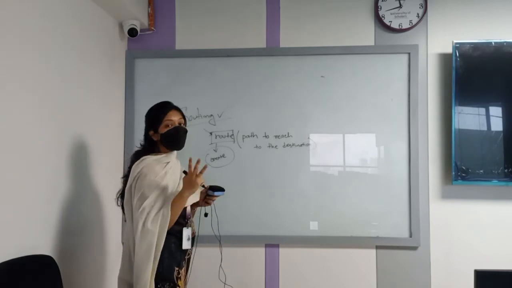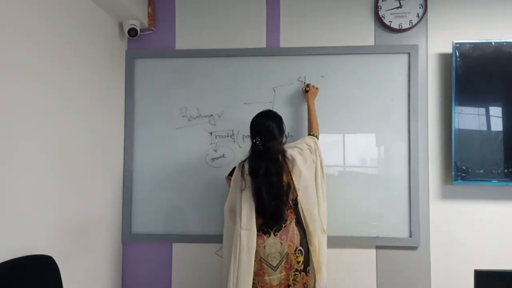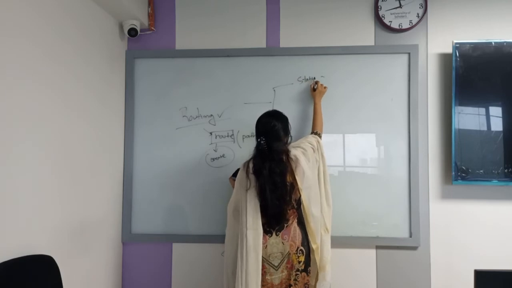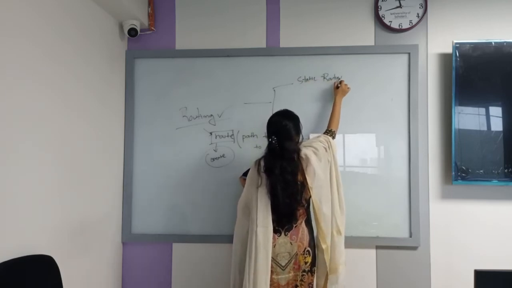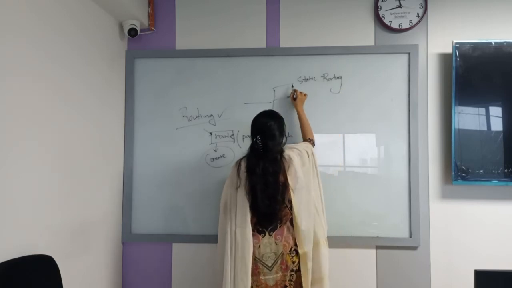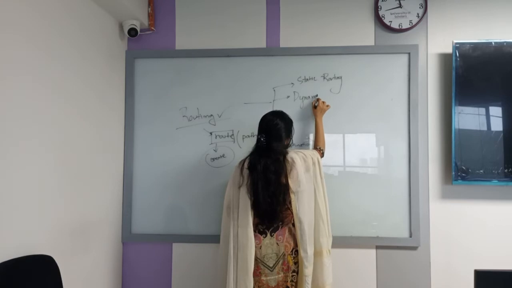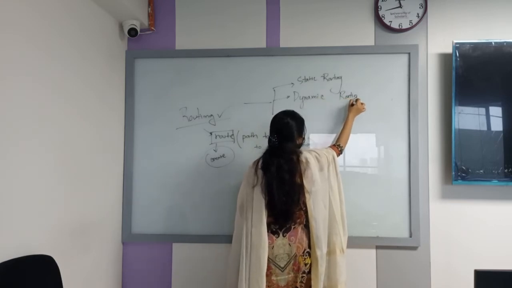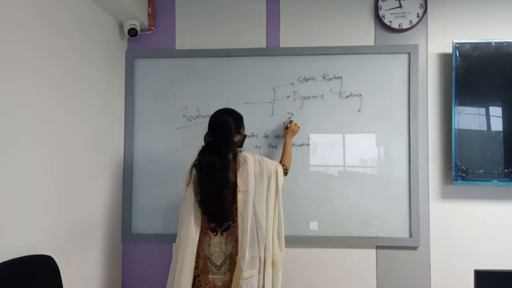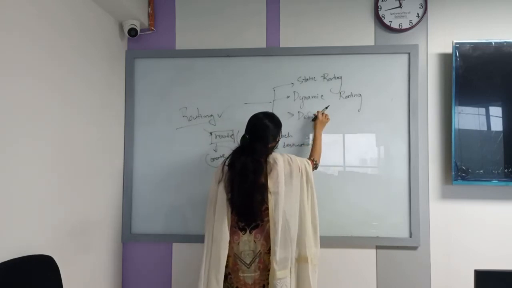So there are three types of routing. One is static routing, dynamic routing, and the last one is known as default.